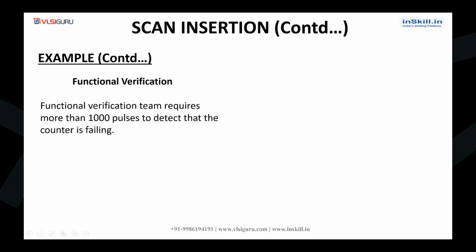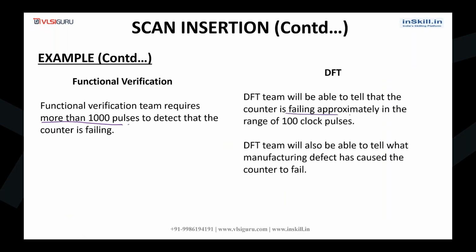As we had already discussed, the functional verification team requires more than 1000 clock pulses to tell that the counter is failing. Whereas the DFT team will be able to tell that the counter is failing approximately in the range of 100 clock pulses. How are we able to do that?